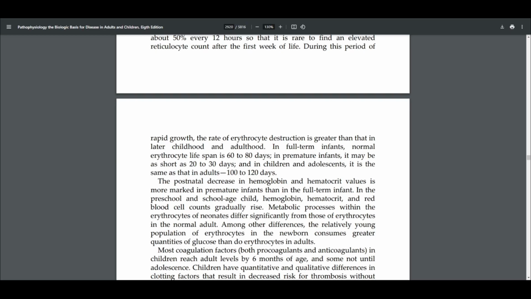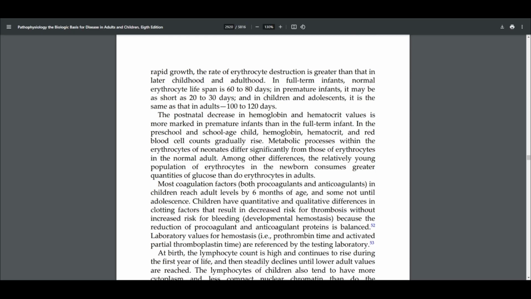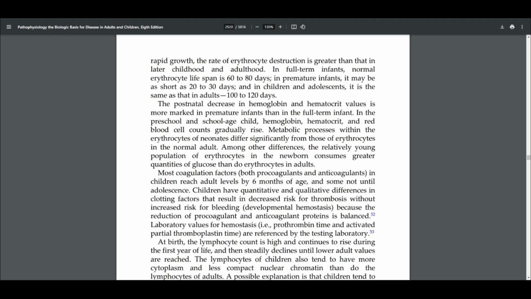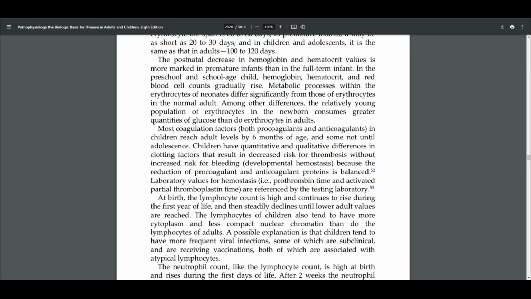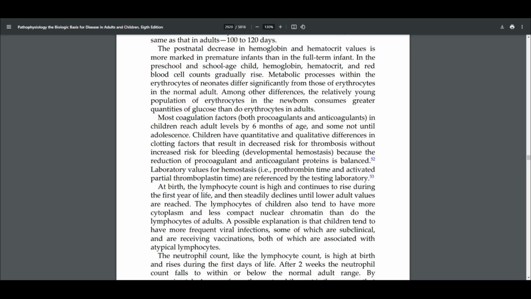During this period of rapid growth, the rate of erythrocyte destruction is greater than that in later childhood and adulthood. In full-term infants, normal erythrocyte lifespan is 60 to 80 days. In premature infants, it may be as short as 20 to 30 days, and in children and adolescents, it is the same as adults, 100 to 120 days. The postnatal decrease in hemoglobin and hematocrit values is more marked in premature infants than in full-term infants. In the preschool and school-aged child, hemoglobin, hematocrit, and red blood cell counts gradually rise.